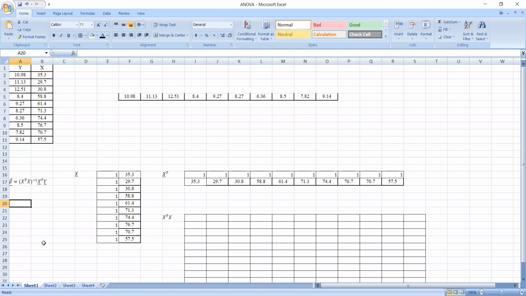Right, so as we discussed, when you take the matrix X, here for X you have 10 values, starting from 35.3 to 57.5. As I explained, when you take the matrix X, you put all these given values into your second column, and the first column you have to replace by ones. Since you have 10 observations here, you have to replace the first column by 10 ones. So this is your matrix X.